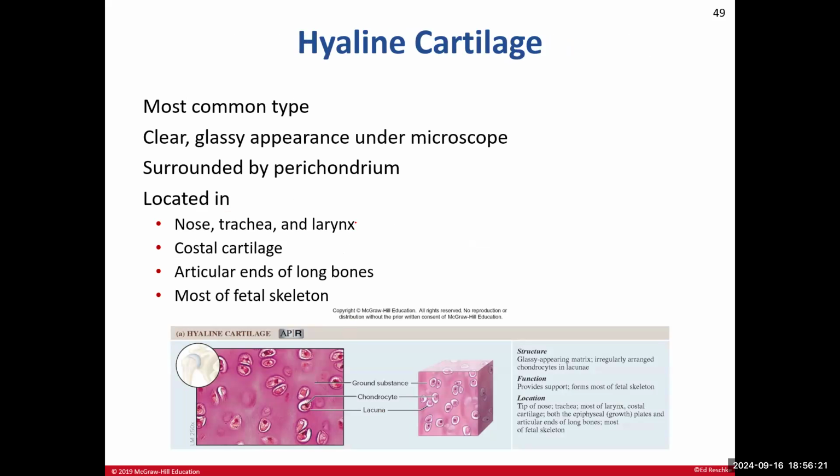It does have perichondrium, because remember I said one of the three types does not have perichondrium. This one does. And you can see all of the locations. I won't really go through this, but I mentioned it before. Nose, trachea, larynx, costal cartilage, right? Where your ribs and the cartilage come together, that's considered a joint. And so the costal cartilage is going to attach your ribs onto your sternum there. Then you have the articular cartilage that's on the ends of the long bones there.